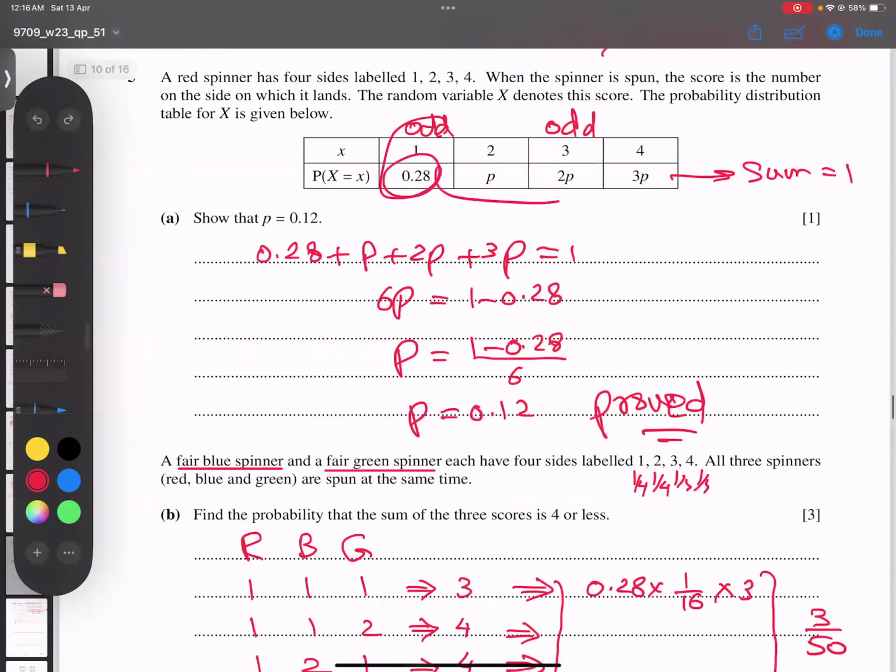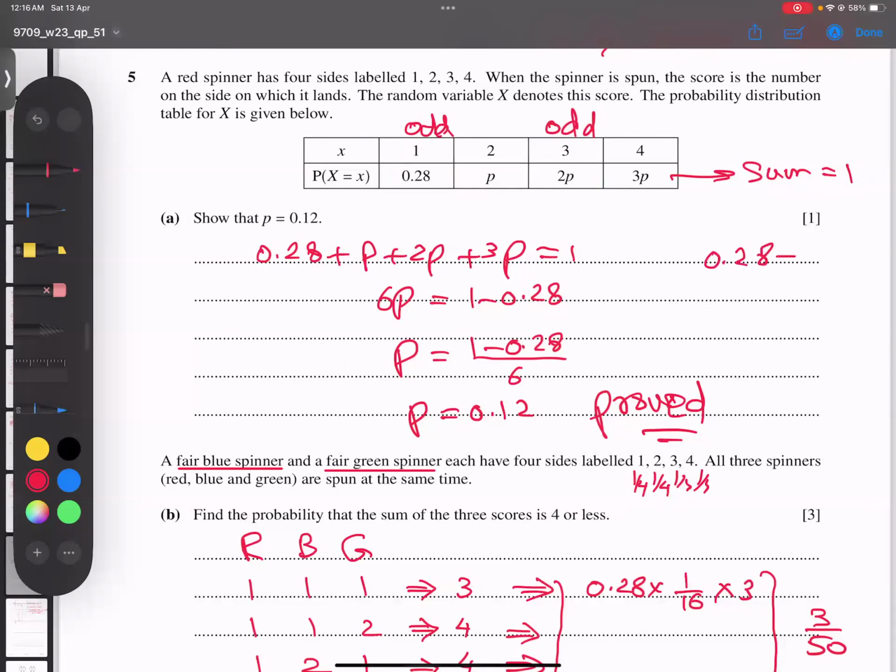So one probability is 0.8 and this is 0.2, and if I plug in these values there, it comes to 0.28 plus 0.8 times 2, so 2 times 0.12. So it becomes 0.28 plus 0.24. So 0.52 is the probability of the odd number.